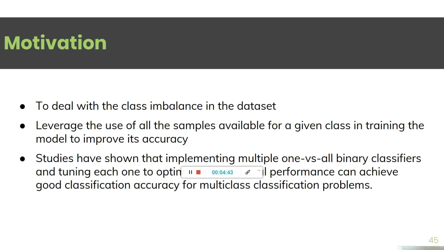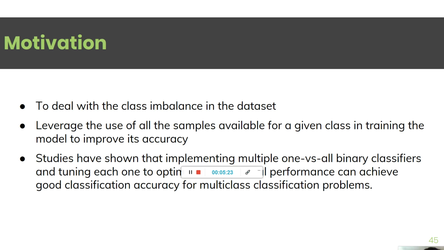And this was based on studies that showed that one-versus-all binary classifiers, when tuned correctly, also give us the flexibility to tune each one of the binary classifiers separately to achieve the best performance given the amount of data available for that specific class, without underusing any available data samples for any of the classes. So these studies have shown that you can achieve the same classification performance as multi-class classification problems.